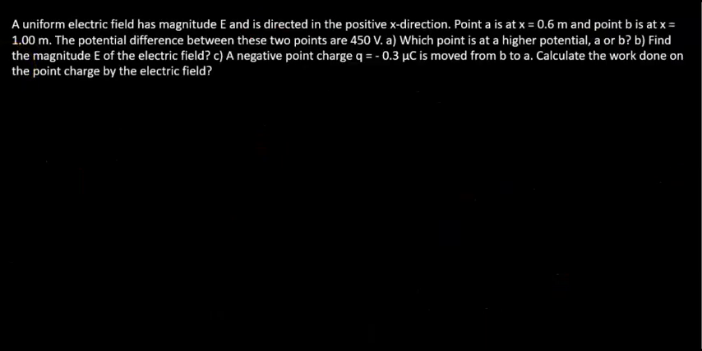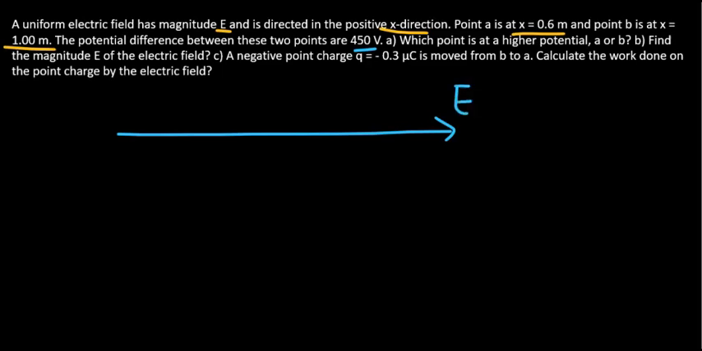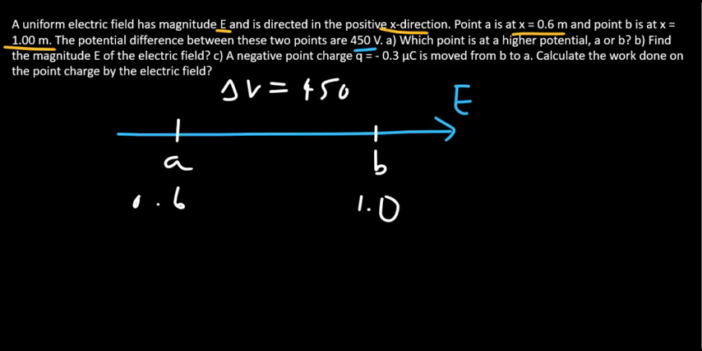Problem 2. A uniform electric field has magnitude E and is directed in the positive x direction. Point A is at x equals 0.6, B is at x equals 1. And the potential difference between these 2 points is 450 volts. So you have this electric field, say in that direction, and you have a couple of points, A and B. So A is 0.6, this is 1.0. The potential difference between these 2 points is 450 volts.